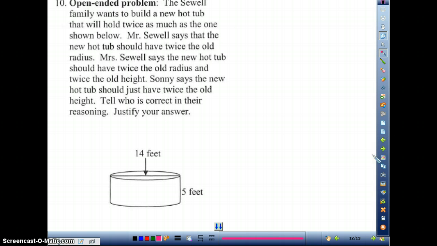Here is an open-ended question. Let's talk about this one in class because this leads into our next topic.